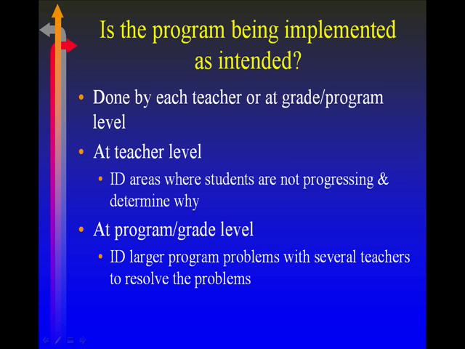Next question to look at is, is the program being implemented as intended? This is done by each teacher, or it can be done at the grade or program level. If it's done at the teacher level, you want to identify areas where students are not progressing and determine why they're not progressing. At the program or grade level, you identify larger program problems with several teachers to resolve the problem.